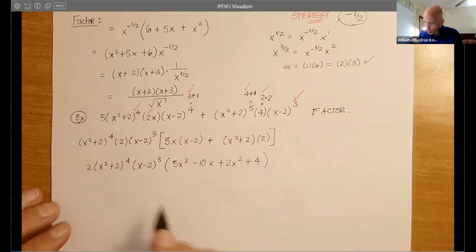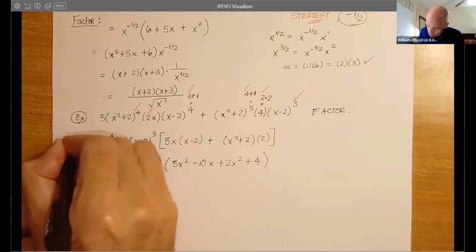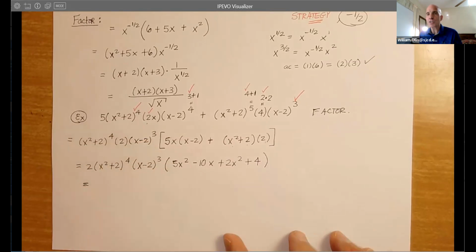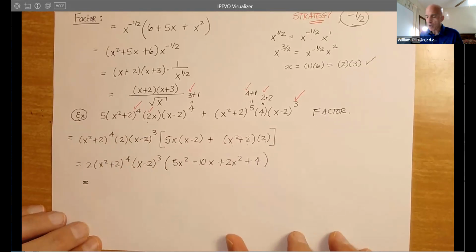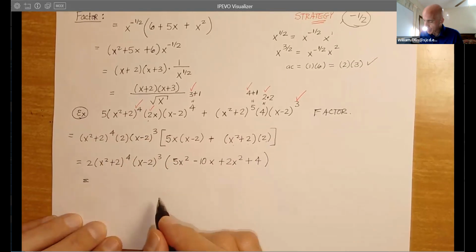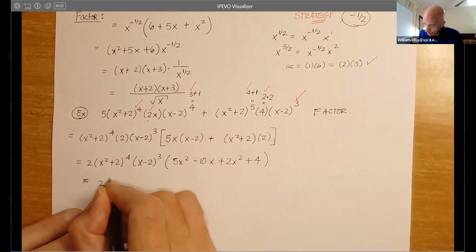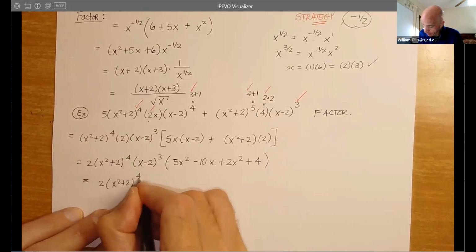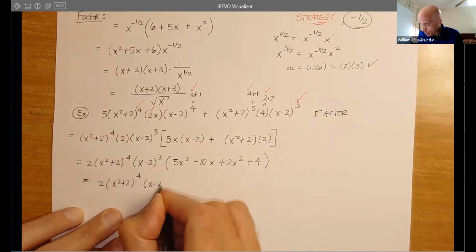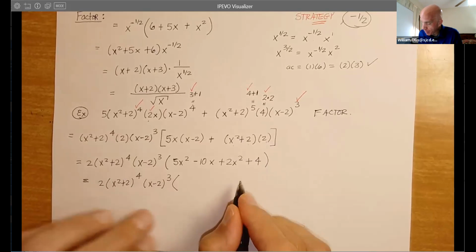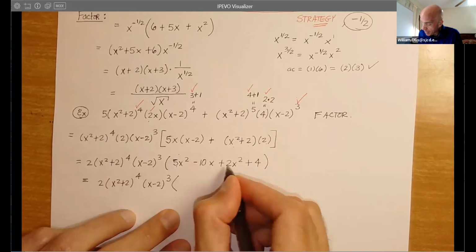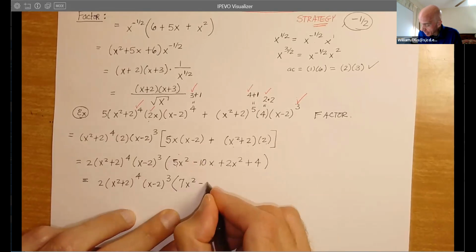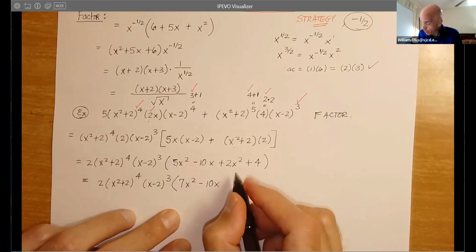Now when we look at this, we're good to go. All these are equals. Sorry, I left out my equals. We need equal signs. We need good notation. We don't want to have our reader read our mind, so to speak. So this gives us 2 times x squared plus 2 to the 4th, x minus 2 to the 3rd. And now we can combine everything. We have the 5 and the 2, 7x squared. We have the negative 10x, and then we have the plus 4.